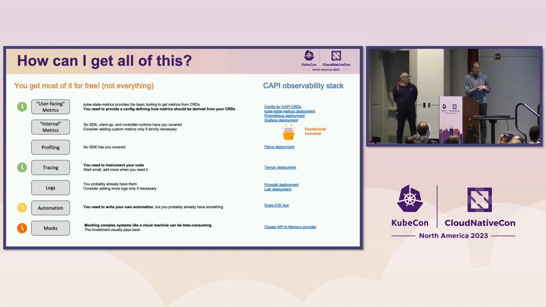For user-facing metrics, the idea is, in our case, that we essentially infer those metrics from CRDs. So we have our cluster, our machine, et cetera, our CRDs, and we just give kube-state-metrics a config so that it can infer certain metrics from those CRDs. So basically a cluster object already contains the information, how long it takes to create a machine, and that sort of stuff, and we just infer it from there.